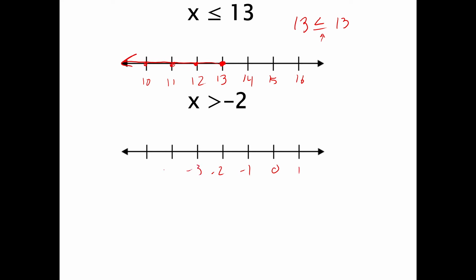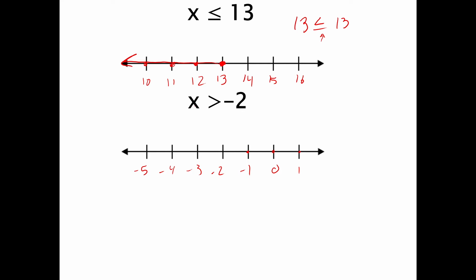Now be careful when you're numbering negatives because negatives tend to flip. So the more negative it is, the farther it is on the left. It's the opposite of how we would number positives. So in this case, I'm looking for numbers bigger than -2. So instantly I'm thinking -1, 0, 1.